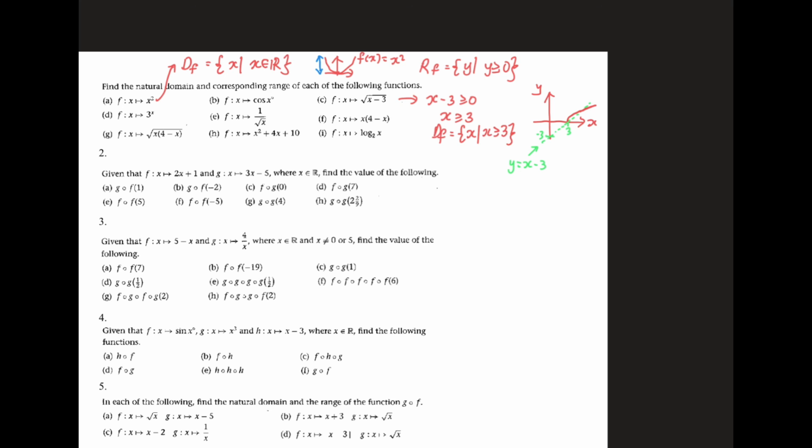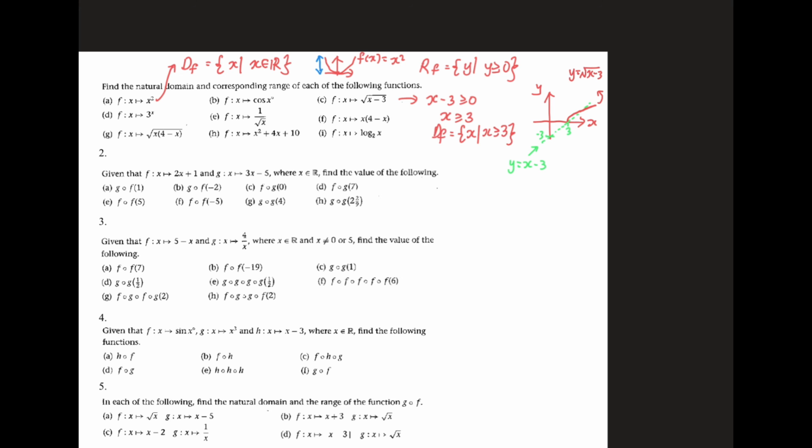Okay, let's say I label it. So the red graph is y equal to, okay, let's say the arrow may confuse. Okay, so this curve is y equal to square root of x minus 3.